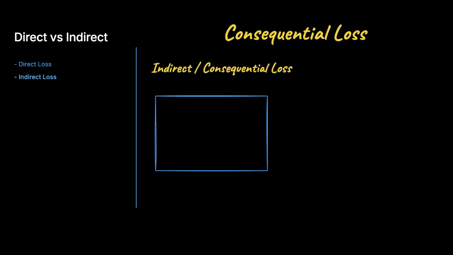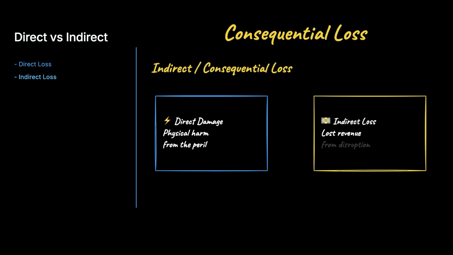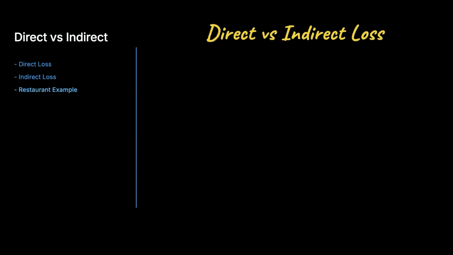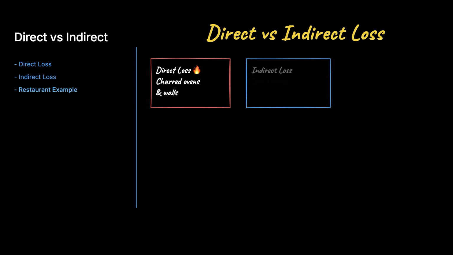An indirect loss, also called a consequential loss, is a financial loss that flows as a consequence of the direct damage rather than from the peril itself. It is the ripple effect, not the first impact. These losses come from the disruption the direct damage creates, and they can quietly grow far larger than the physical damage that started them. Let me make this concrete with the classic example.